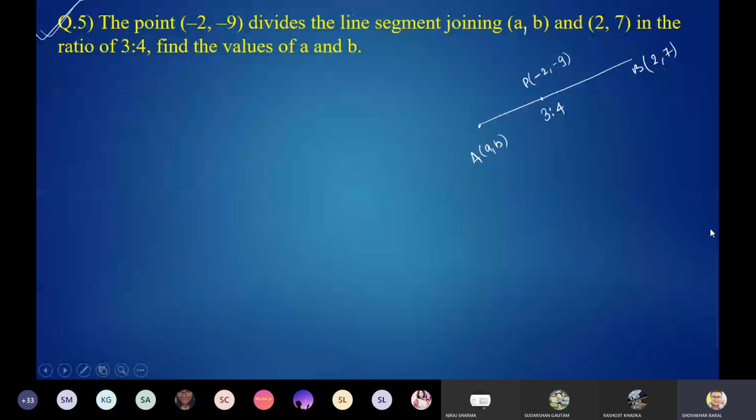Here the question is asking you to find the value of A and B only. You don't need to write at last the coordinates A, B. You don't need to write it in the form of coordinate. You can simply write, therefore the value of A and B is something like that. You can write it in that way.